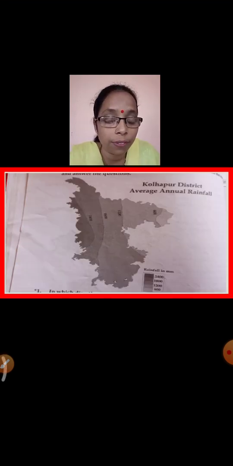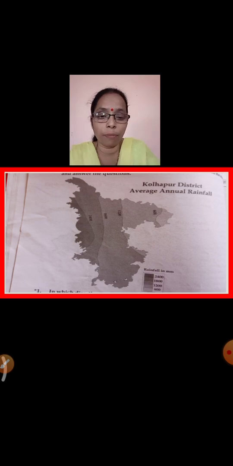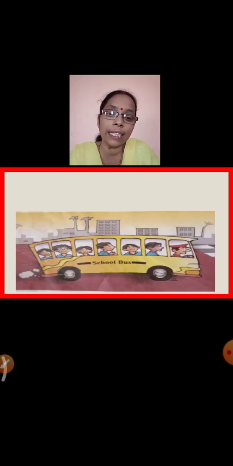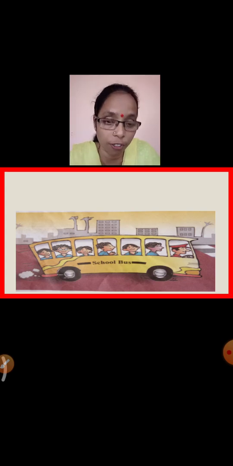Now, we have seen the isoplate map, how to draw it, and how to try to understand the landform and also the location of a particular area. So far we have learnt about the three different types of map methods, that is the choropleth, isoplate and the dot method.